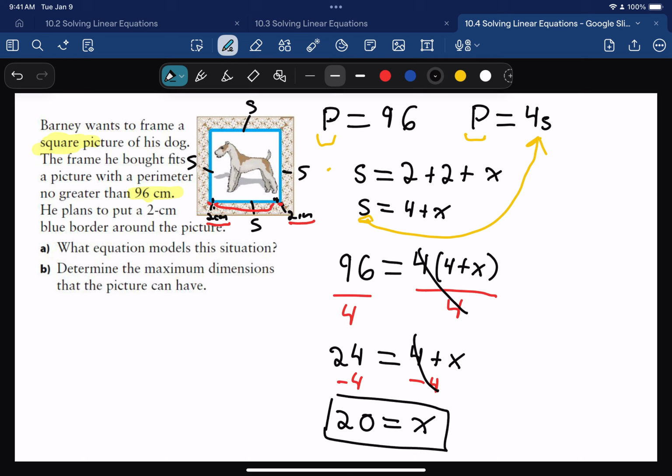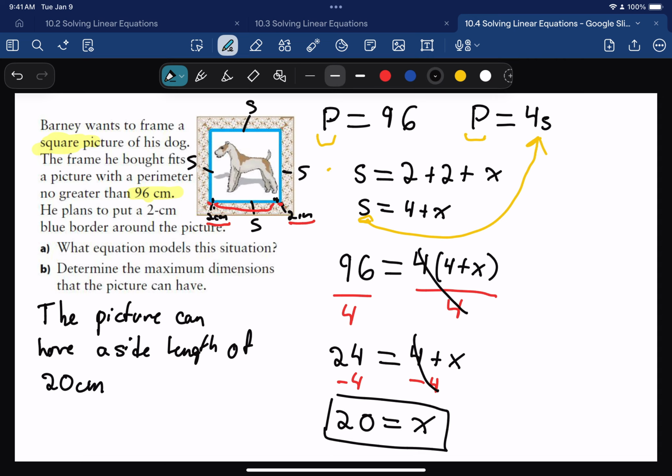And so the maximum dimensions that our picture can have is a side length of 20. So the picture can have a side length of 20 centimeters. There we go. That is how we get our answer. Once again, let me know if you have questions.